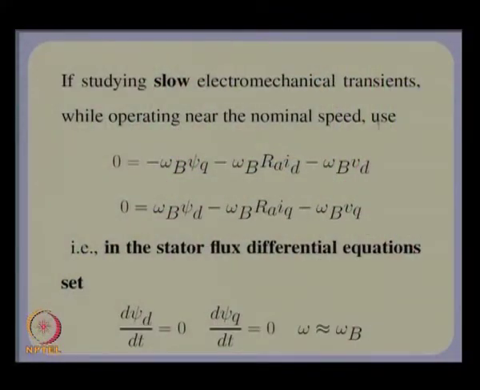If studying slow electromechanical transients while operating near the nominal speed, we can, as an approximation, set d psi d by dt equal to 0 and d psi q by dt equal to 0, and omega approximately equal to omega base. This is of course if we are operating near the nominal speed and we are interested in the slow transients, as we have just discussed in our previous treatment of this system. Now we have two algebraic equations here instead of differential equations.